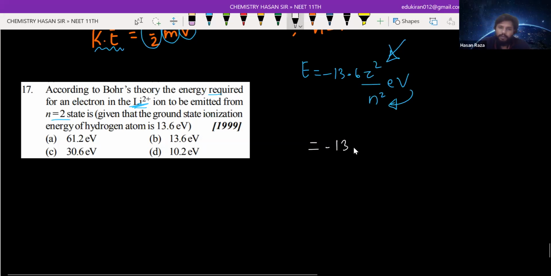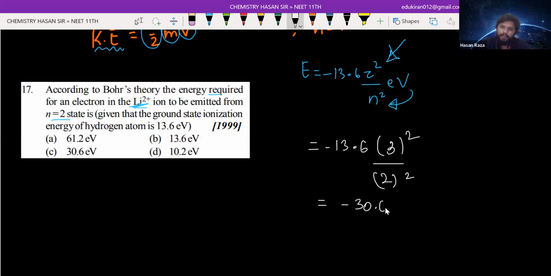So you can see it will be minus 13.6 Z square upon n square. That means for lithium, 3 square upon 2 square, so it will be minus 30.6 electron volt. And here you need to calculate the energy required. That means from 0 to minus 30.6, it will be plus 30.6.